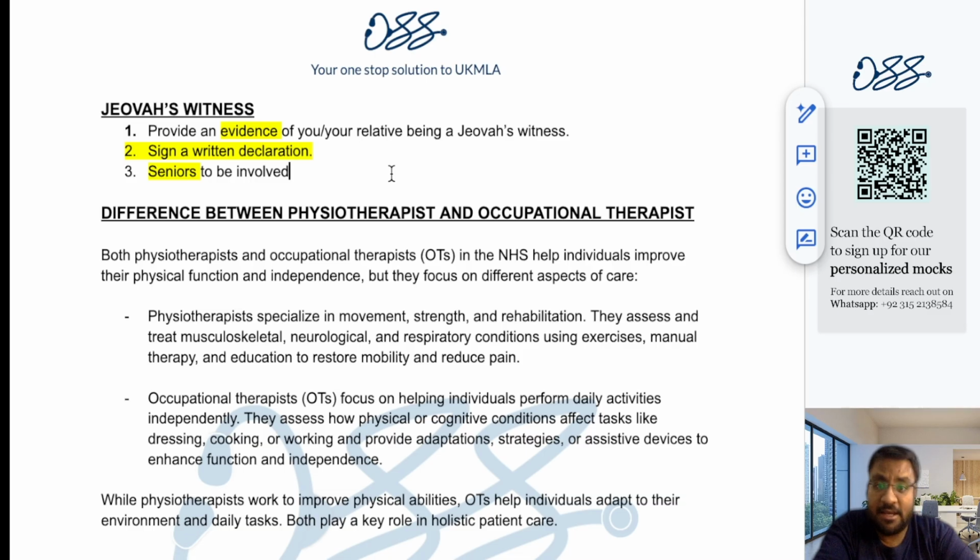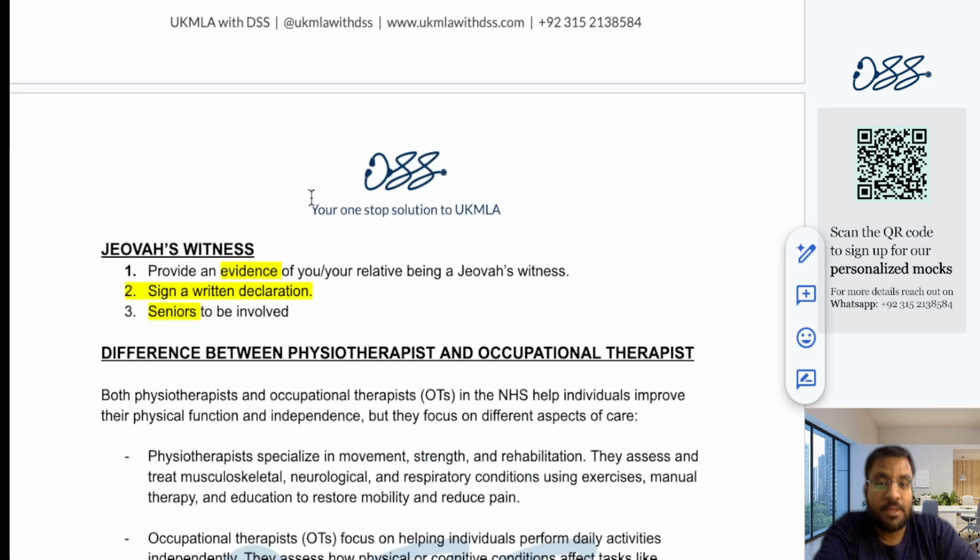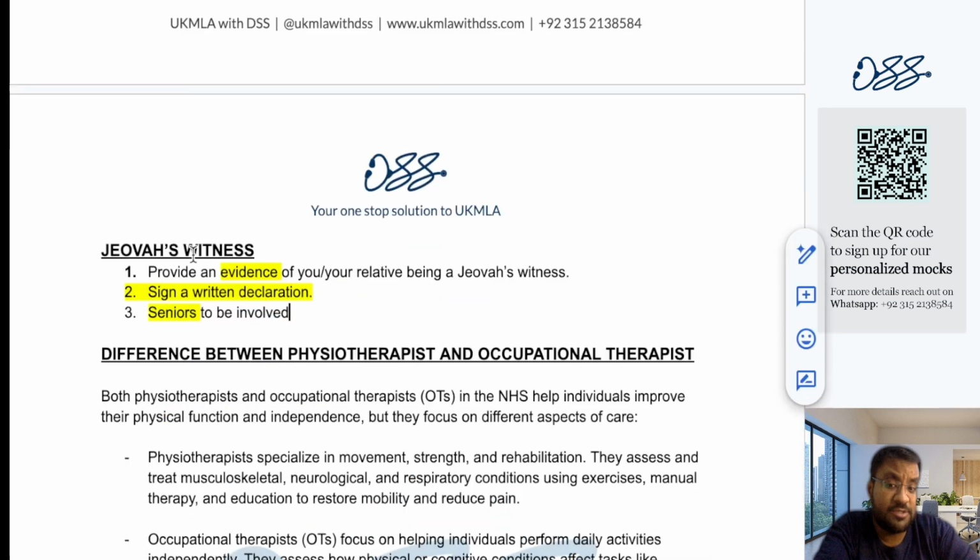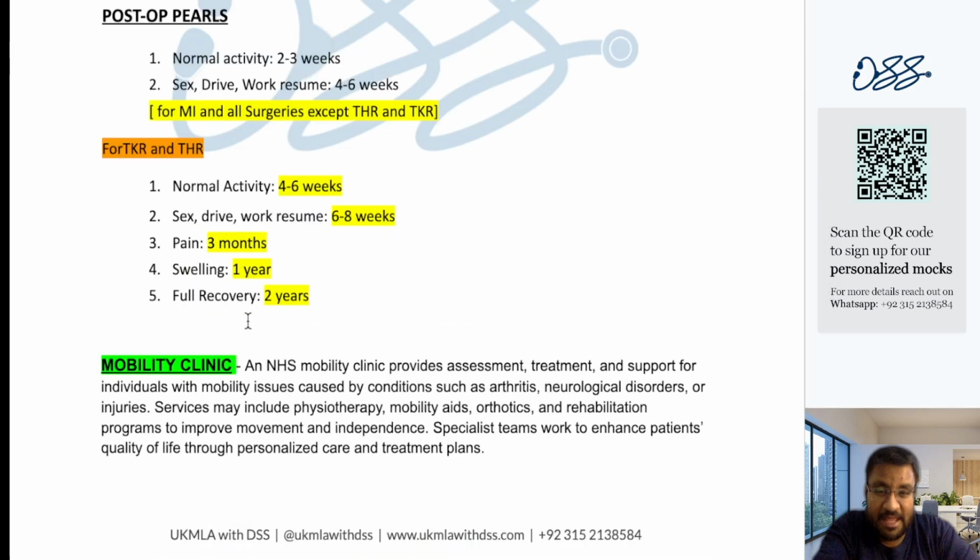Other than that, we would need to see evidence of you or your relative being a Jehovah's Witness, and you may have to sign a written declaration that you or your relative want to refuse blood transfusion in case of an emergency. Very simple. Okay, that's how you're going to explain it. So do not be very judgmental, and always be respectful of their choices.